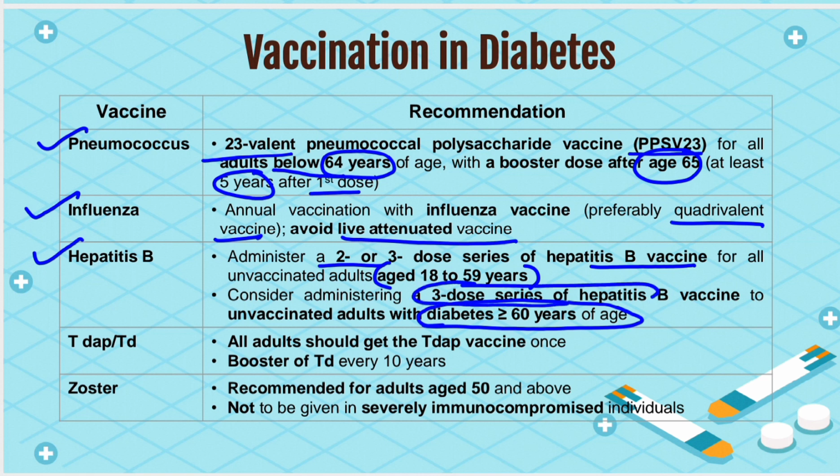Coming to tetanus and diphtheria, all adults should be given tetanus and diphtheria vaccine at least once, and the booster dose of tetanus and diphtheria should be given every 10 years. Coming to the herpes zoster vaccine, it is recommended for adults who are 50 years and above, and this should not be given to severely immunocompromised individuals.